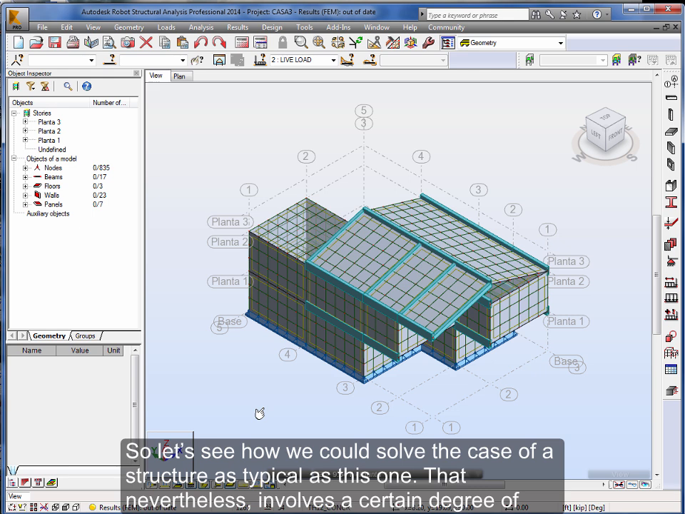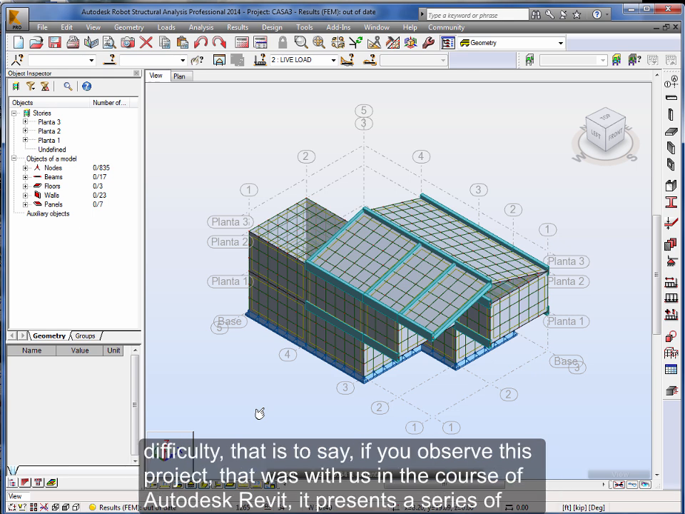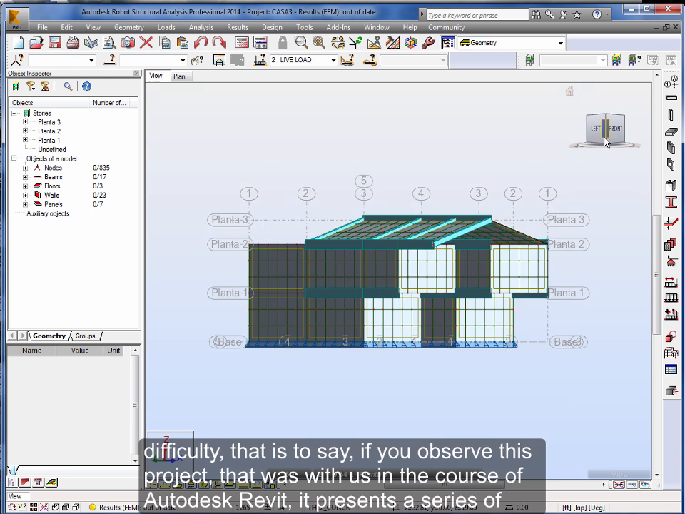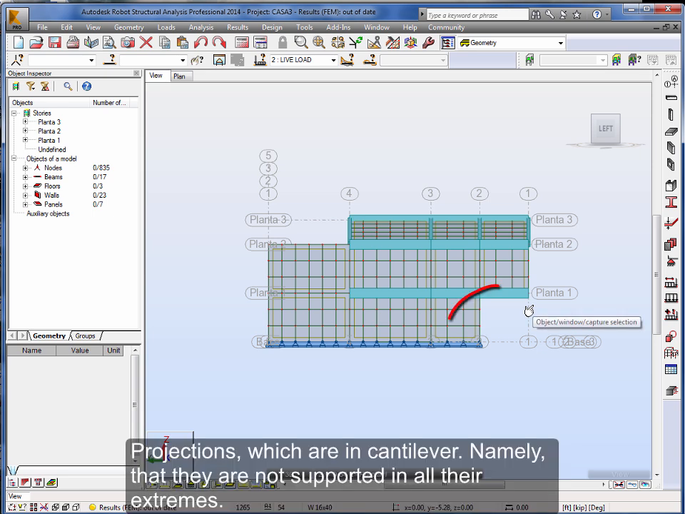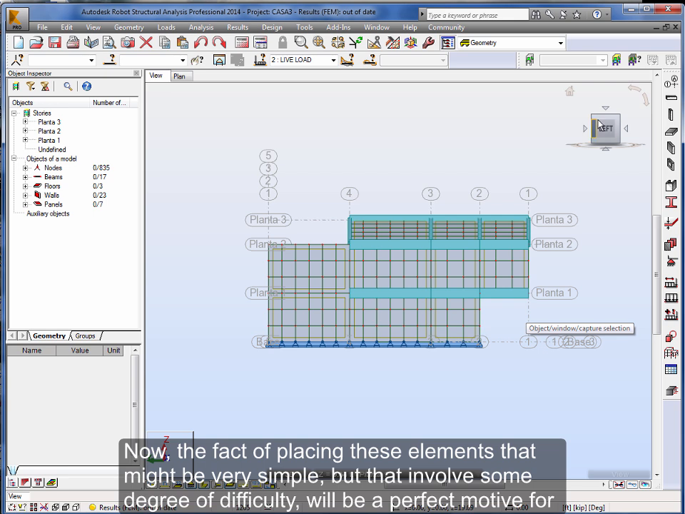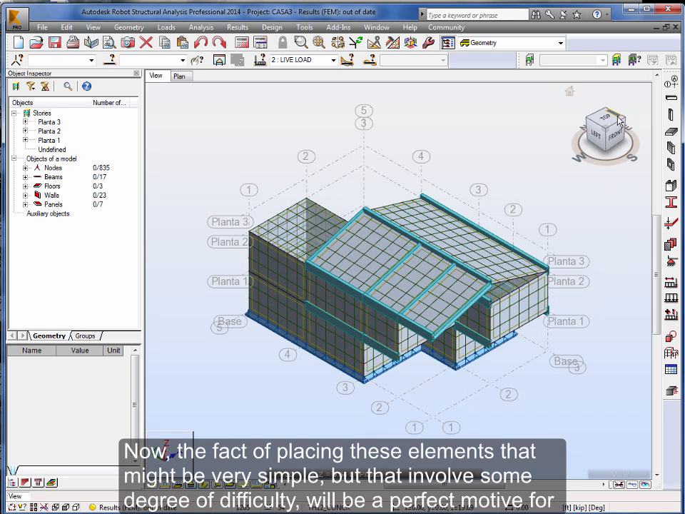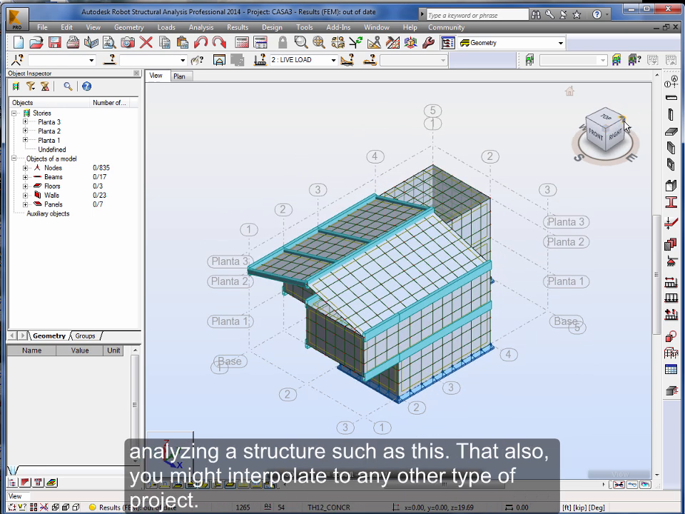That nevertheless involves a certain degree of difficulty. That is to say, if you observe this project that was with us in the course of Autodesk Revit, it presents a series of projections that go between 9 and 13 feet, depending on the zone. Projections, which are in cantilever. Namely, that they are not supported in all their extremes. Now, the fact of placing these elements might be very simple, but it involves some degree of difficulty, and will be a perfect motive for analyzing a structure such as this, that also, you might interpolate to any other type of project.